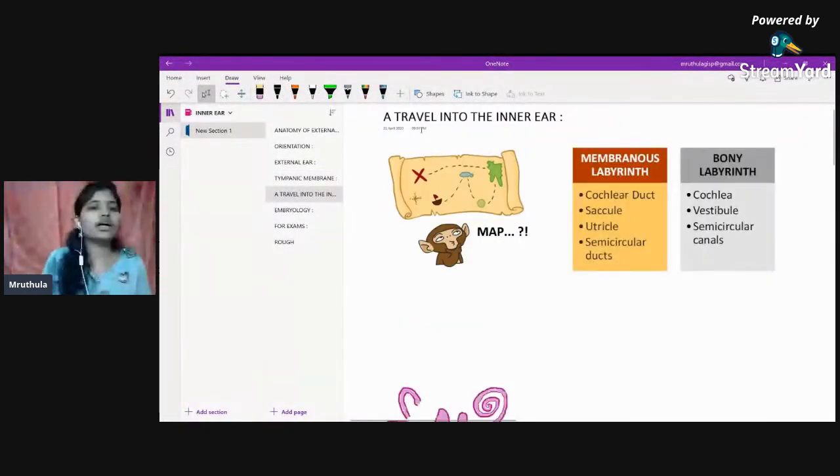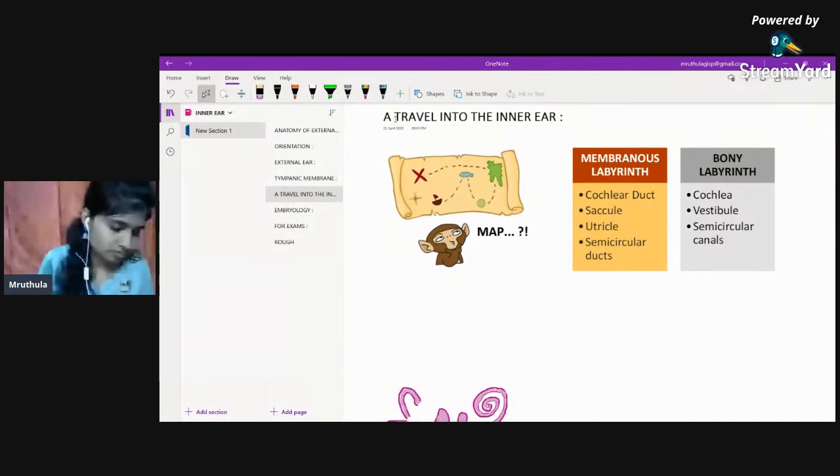Now we have crossed all those areas in this travel. We have crossed the external ear. After knowing everything about the external ear, we entered the middle ear cavity by crossing the tympanic membrane. We saw the features of the tympanic membrane. Now we are not going to talk about the middle ear cavity. It is a separate topic. It's a very lengthy topic and it has been dealt with previously. So you can watch that video.